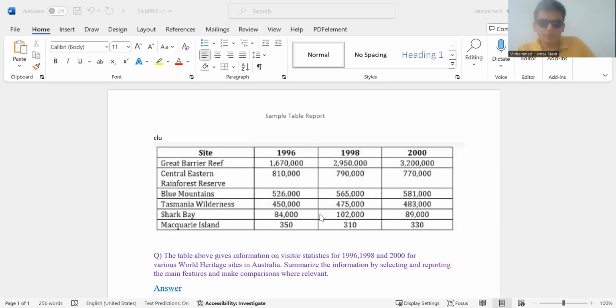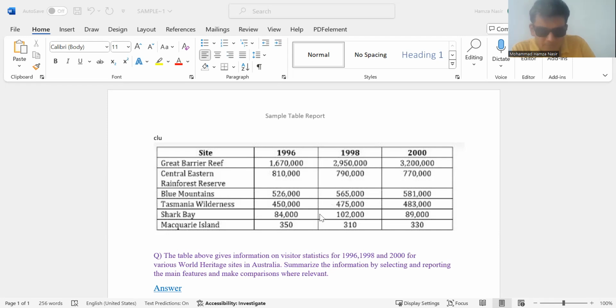And along with that, we have 3 columns corresponding to different time periods, one for 1996, 1998, and the third one for 2000, right? Now, what do these numbers show? These numbers show how many people are visiting a certain site in a particular year.